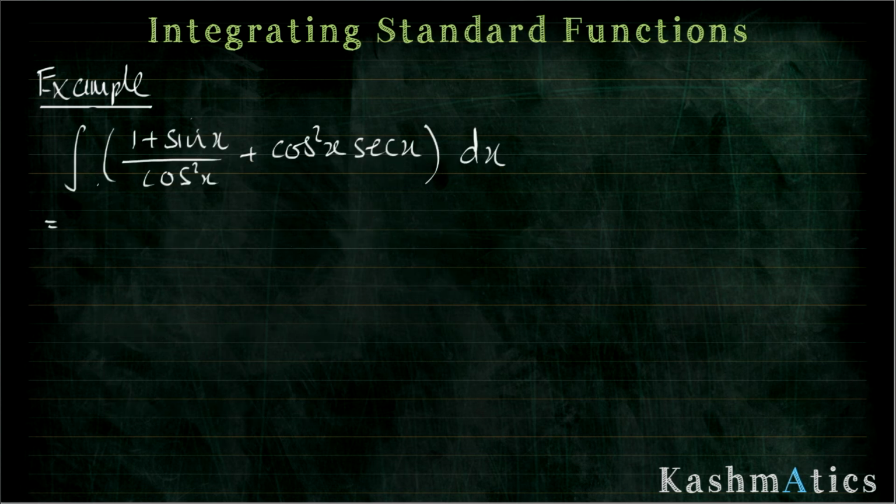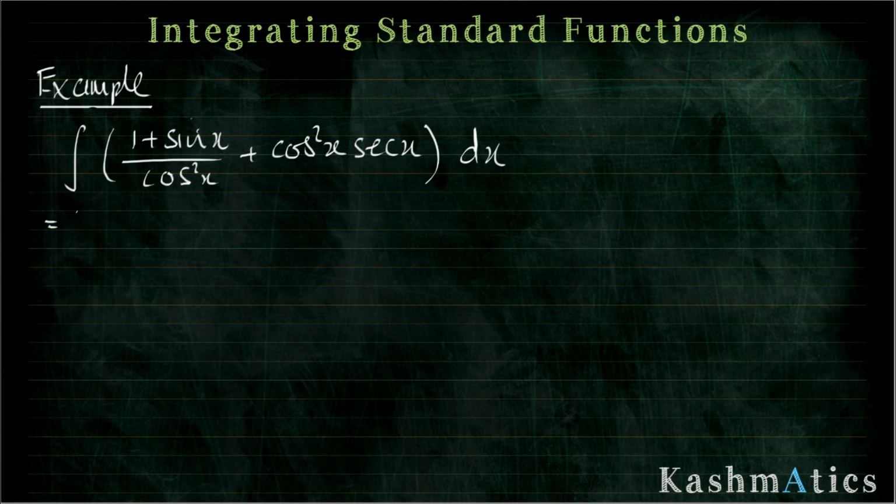Right, and one last example here. Now this one doesn't look nice at all. We see things we recognize, but the way they're written, it's not really very helpful. So what we need to do is first of all manipulate what we've got here to help us get it into a form where we've got lots of different terms, each of which can actually be integrated using our standard integrals. So this here doesn't appear in our integral list, and neither does this.